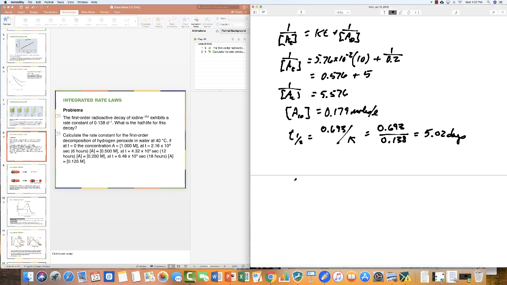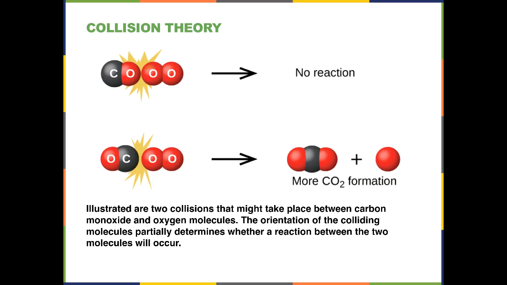Well, it's first order, so you use the same equation, but in this case, you solve this equation for K, and it's going to be 0.693 divided by the T1/2, and the T1/2 was 6 hours. And so you put that in, and when you do the math here, you get 0.116 day minus 1, or hours minus 1, excuse me, hours minus 1.